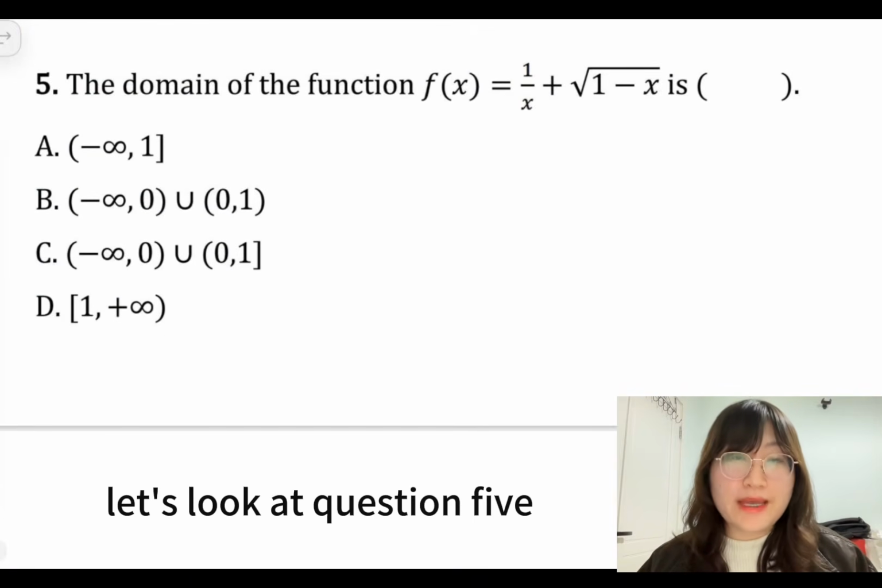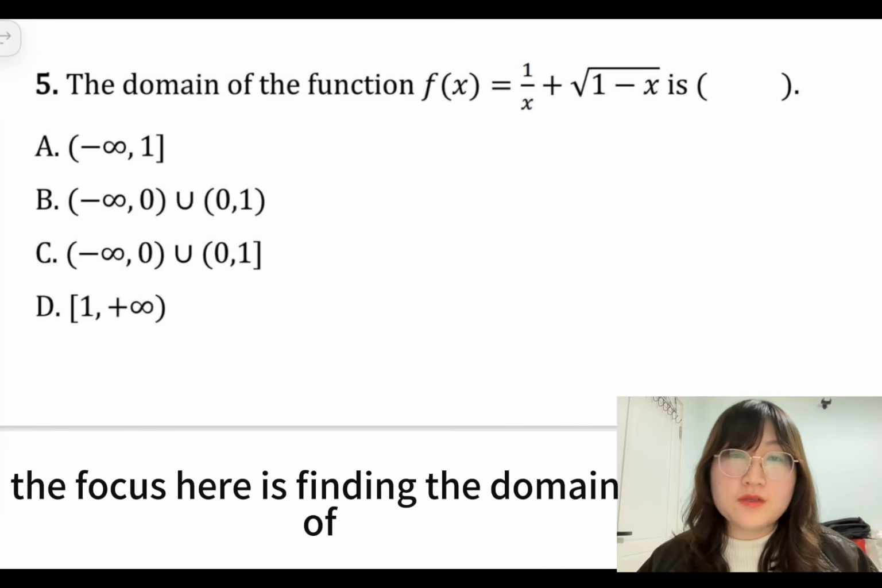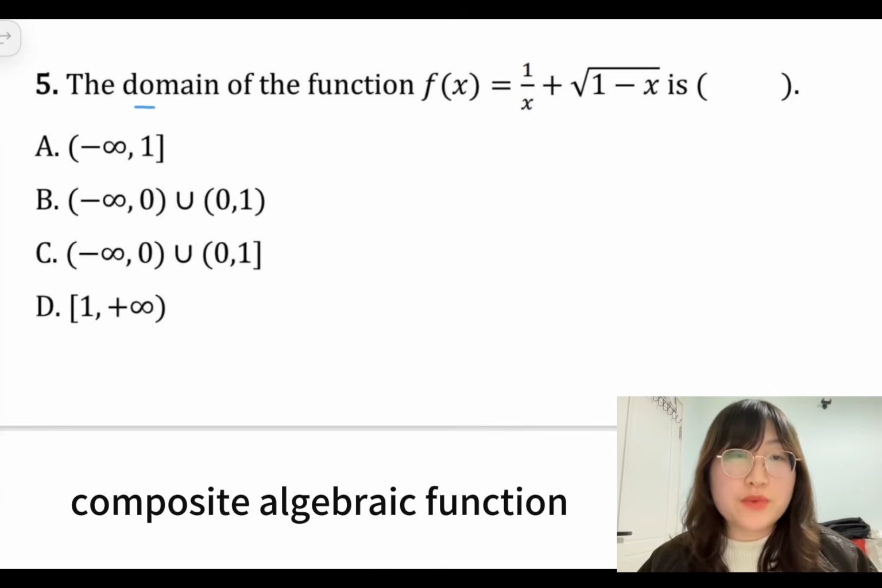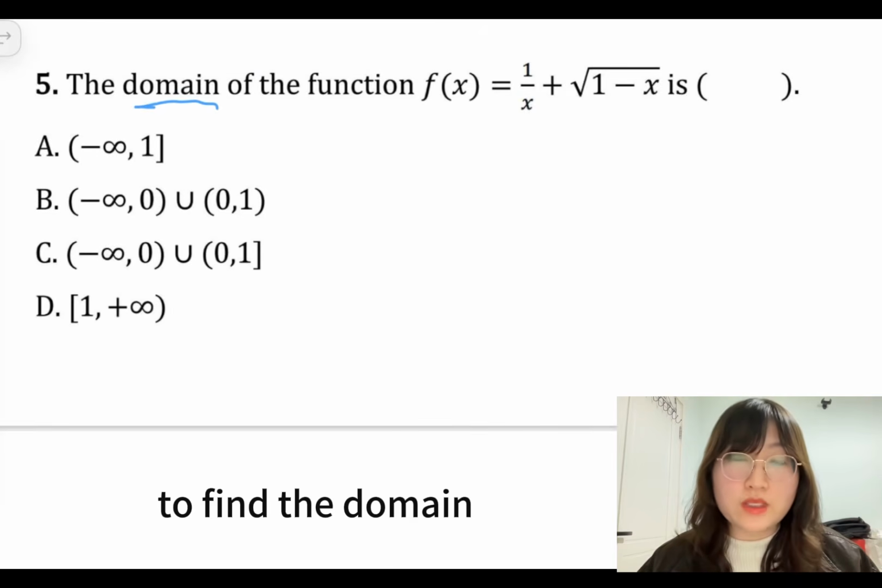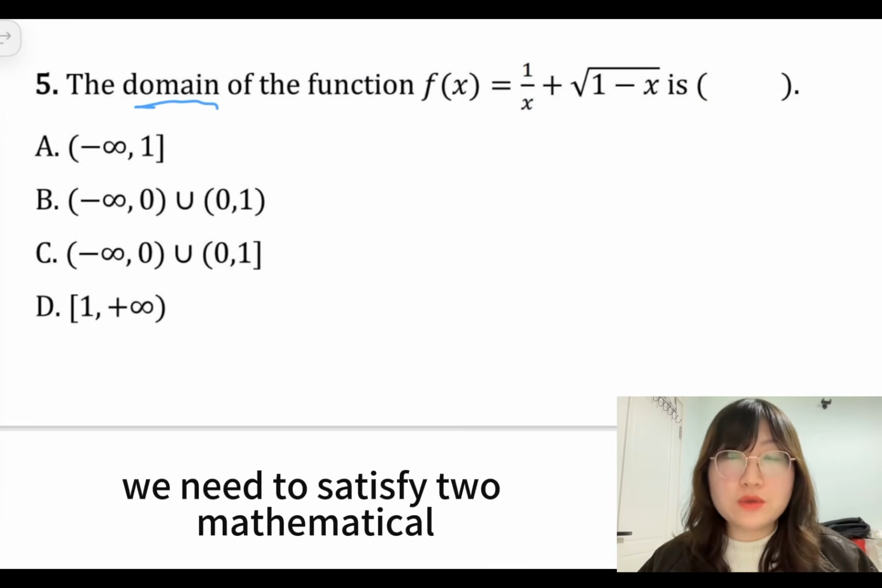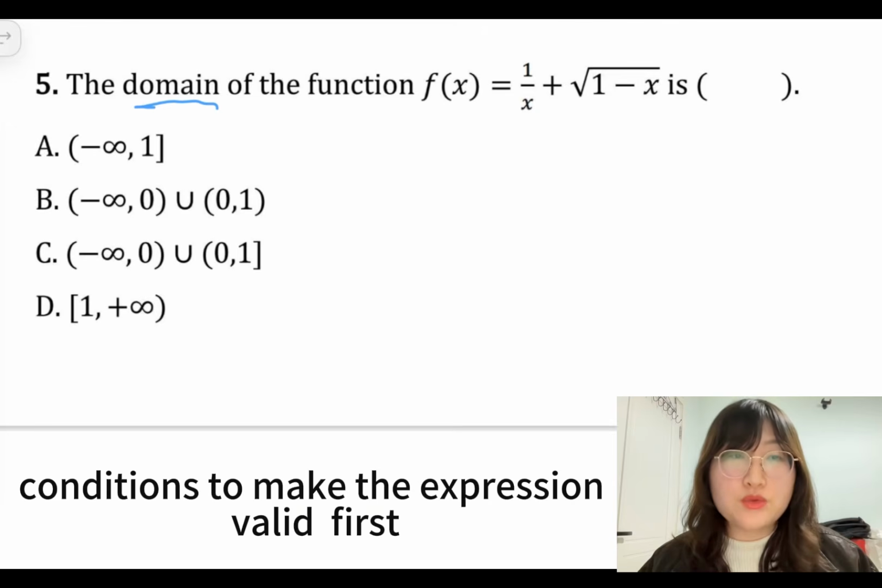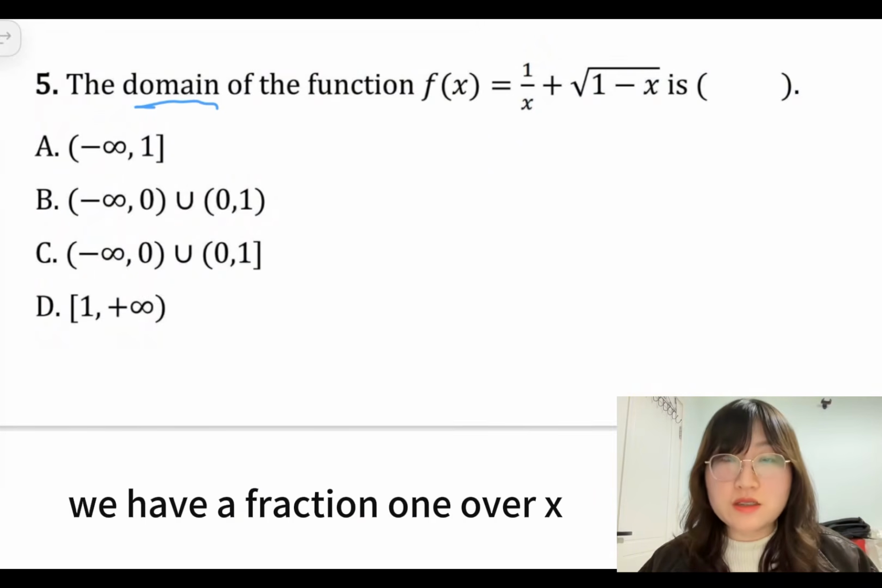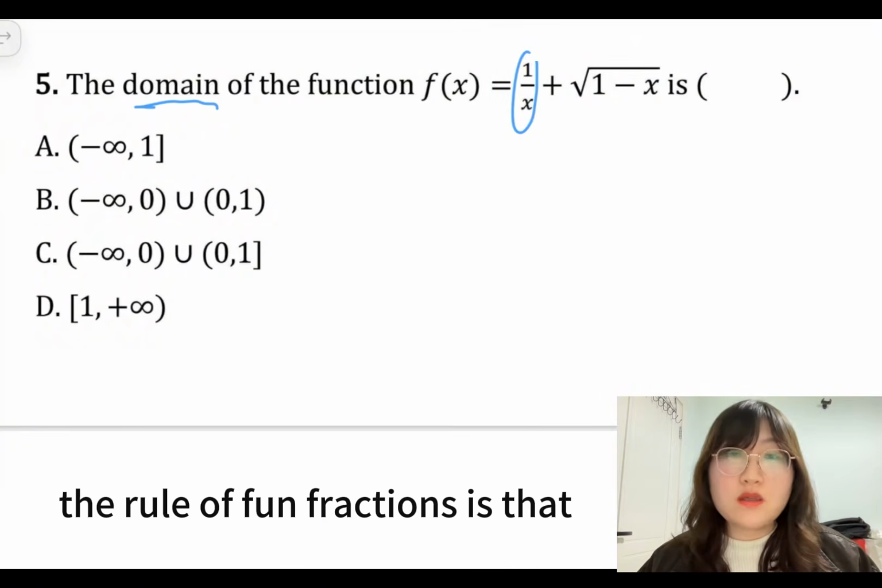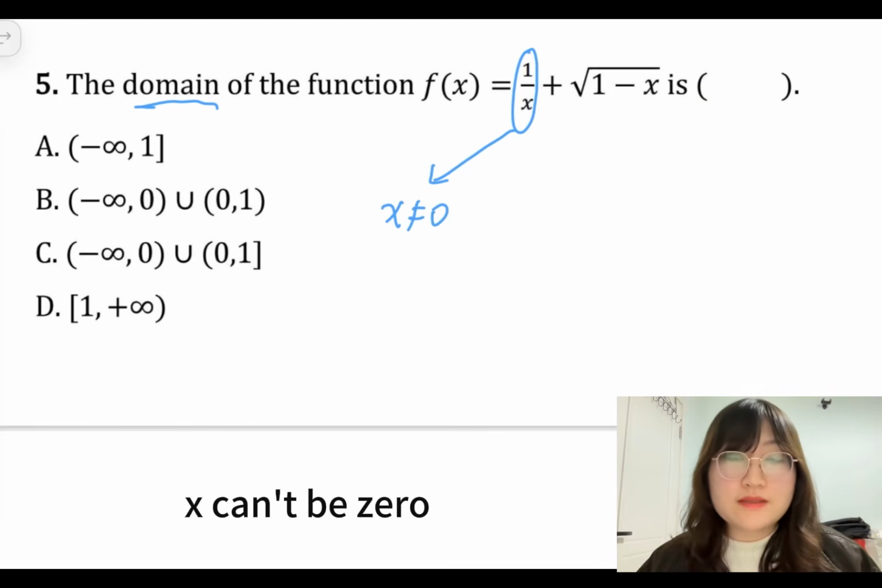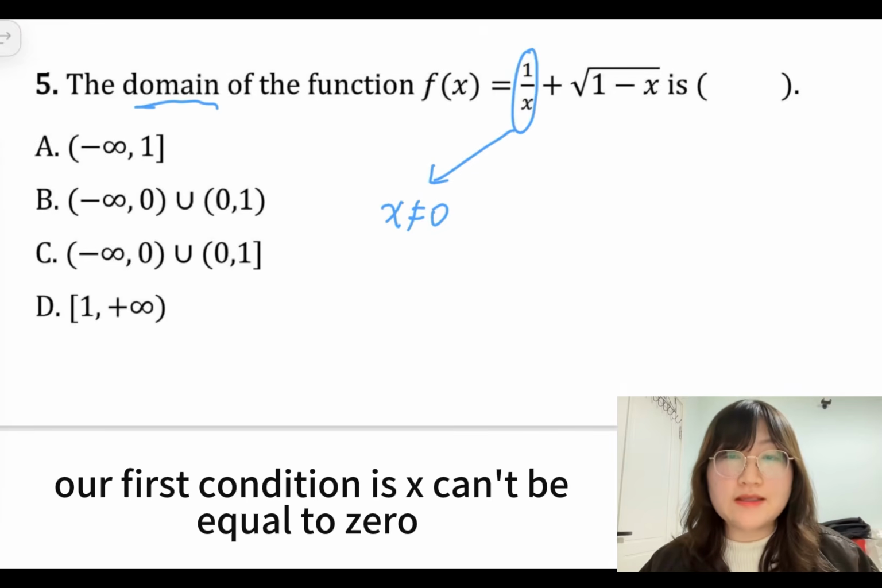Finally, let's look at question 5. The focus here is finding the domain of a composite algebraic function. To find the domain, we need to satisfy two mathematical conditions to make the expression valid. First, we have a fraction 1 over x. The rule of fractions is that x can't be 0. So our first condition is x can't be equal to 0.